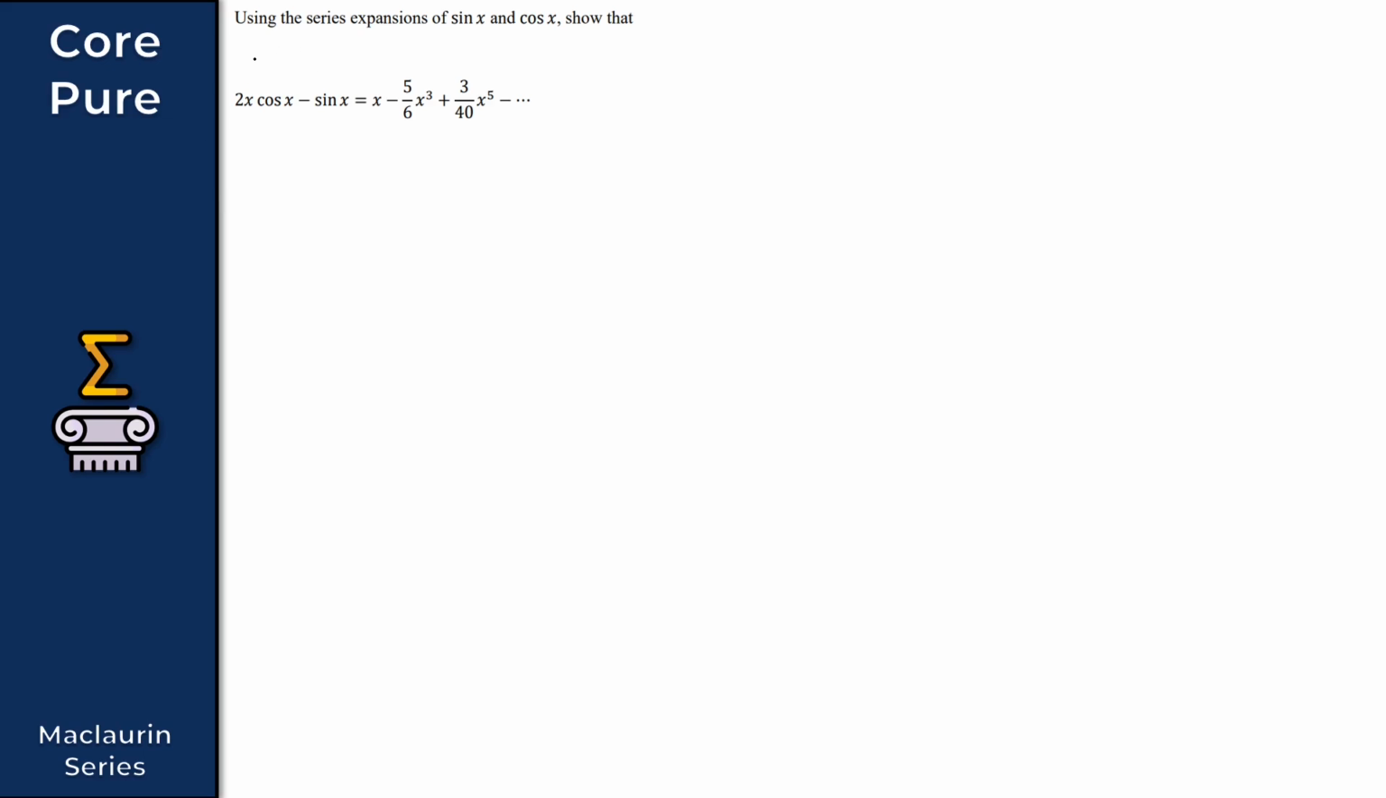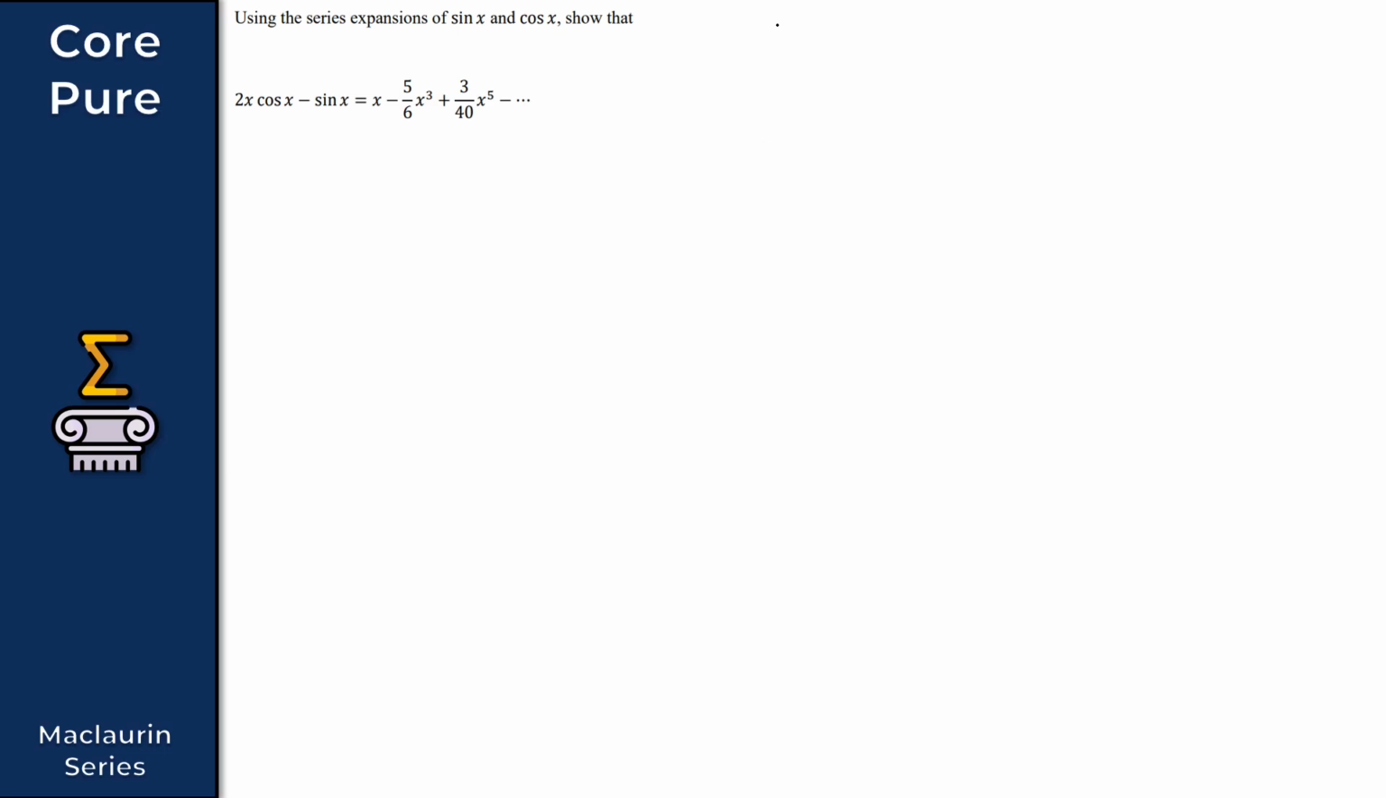For this question then, it says using the series expansions of sin x and cos x show that 2x cos x minus sin x is equal to x minus 5 over 6 x cubed plus 3 over 40 x to the 5 minus so on and so on. As the question says, we're just going to use the series expansions of sin x and cos x. So we don't need to actually derive the Maclaurin series expansions of sin x and cos x ourselves. All we need to do then is just use the formula book.